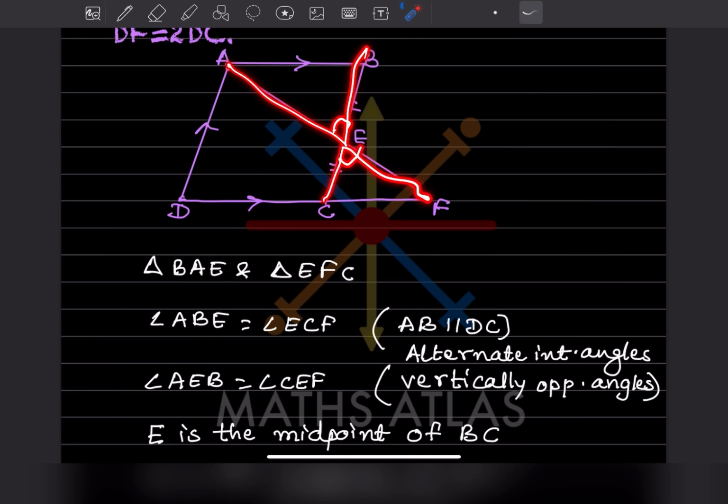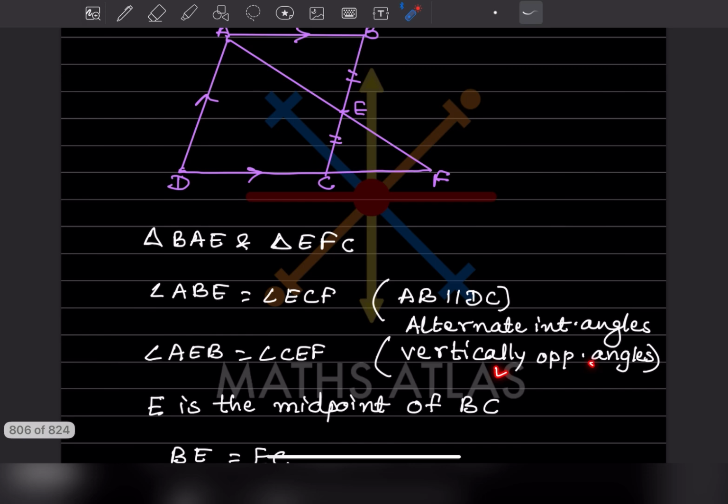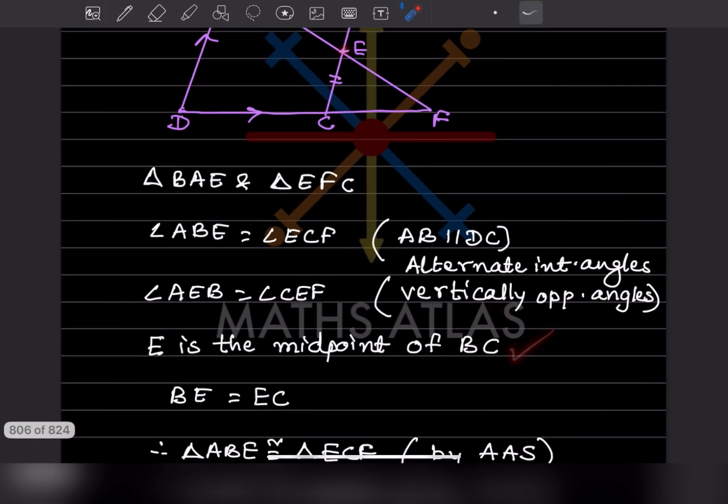Now can you see this is a cross? Whenever there is a cross and one angle is here and the other angle is here, these are vertically opposite angles. So we can call this a vertically opposite angle. We can say from this that E is the midpoint of BC, so now BE is equal to EC.